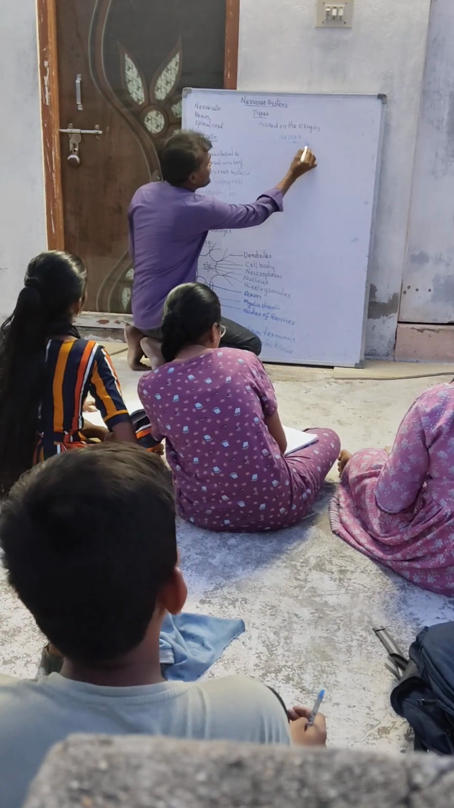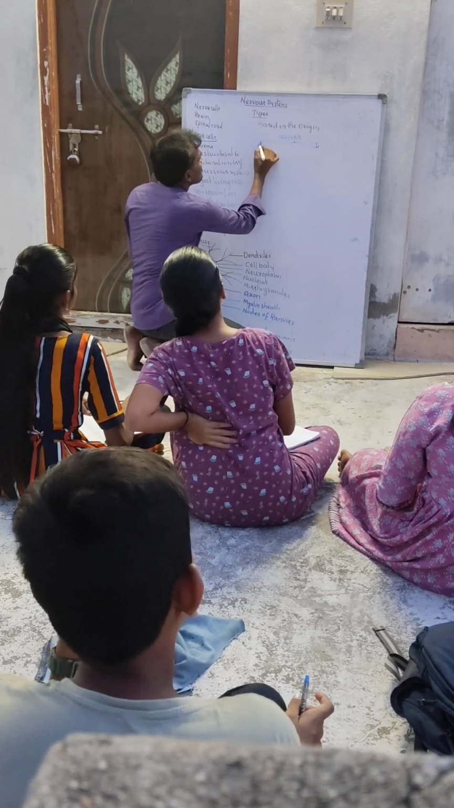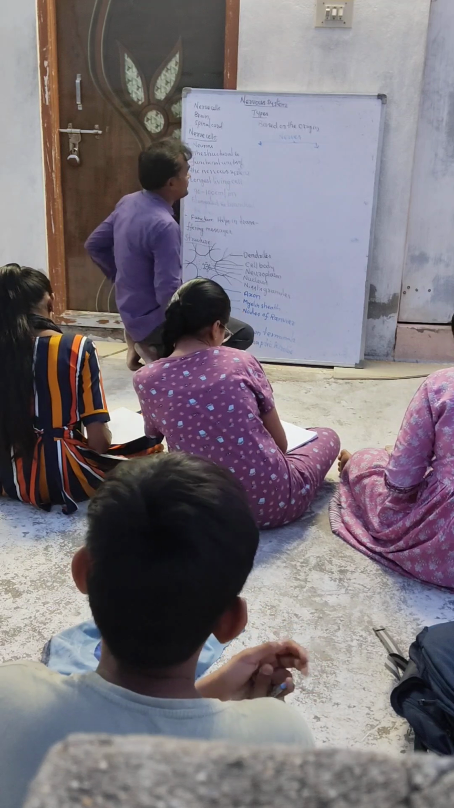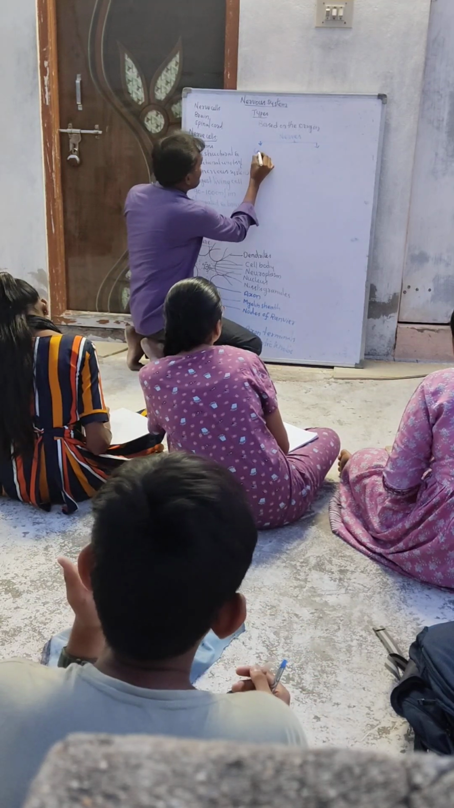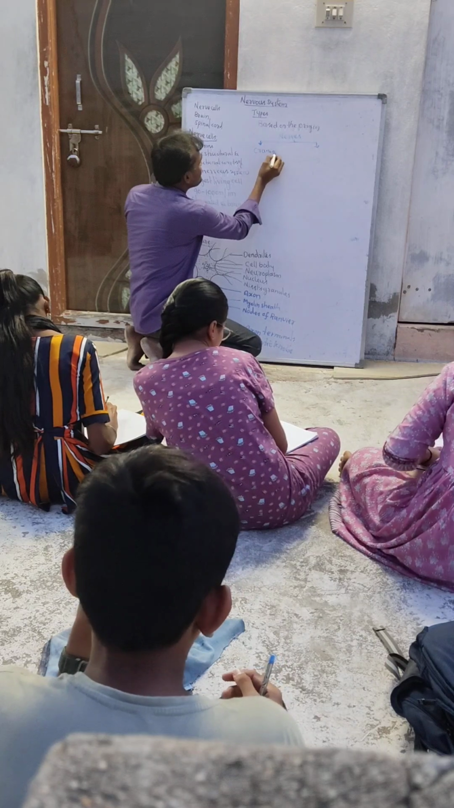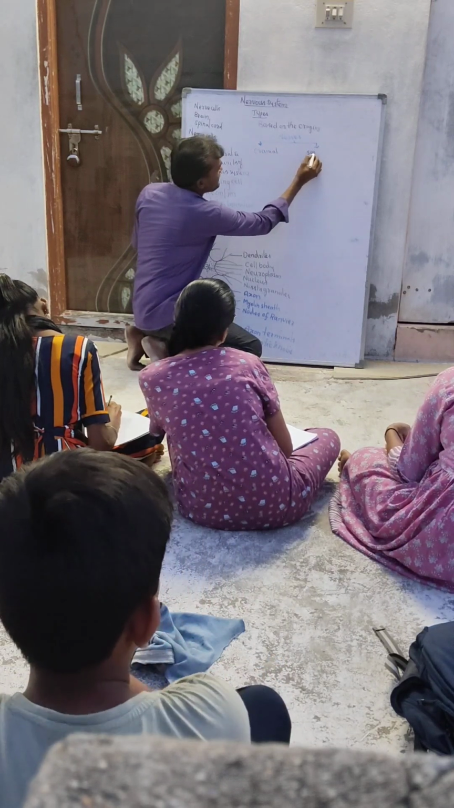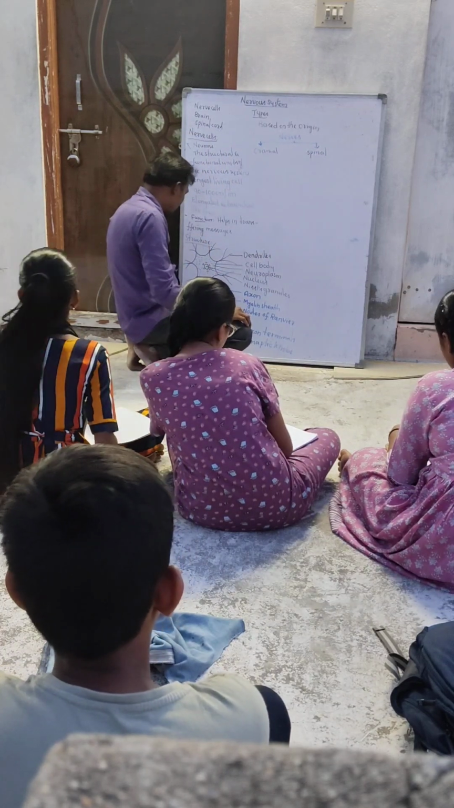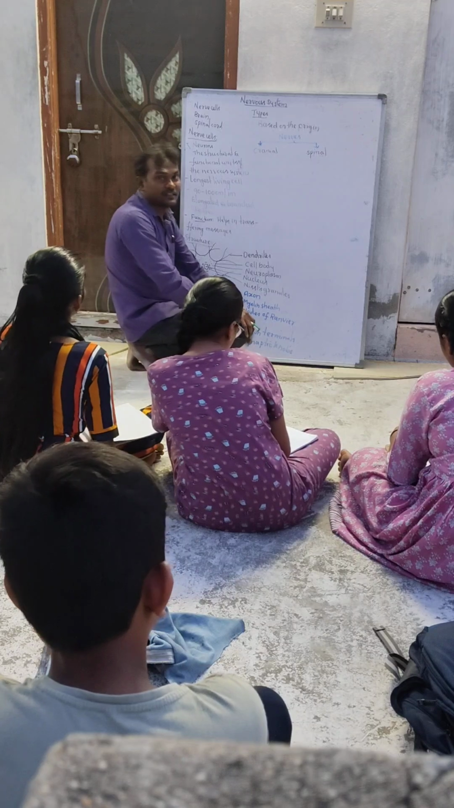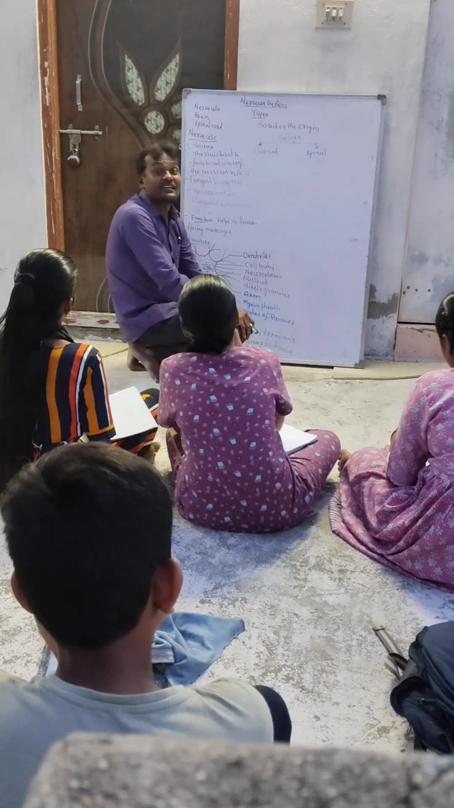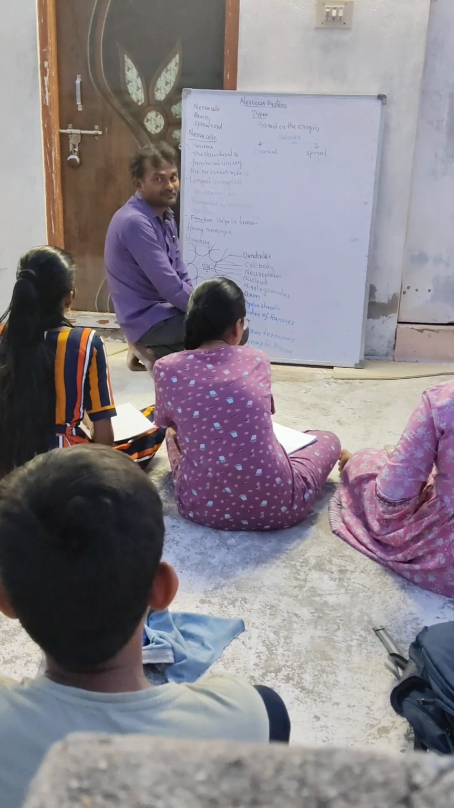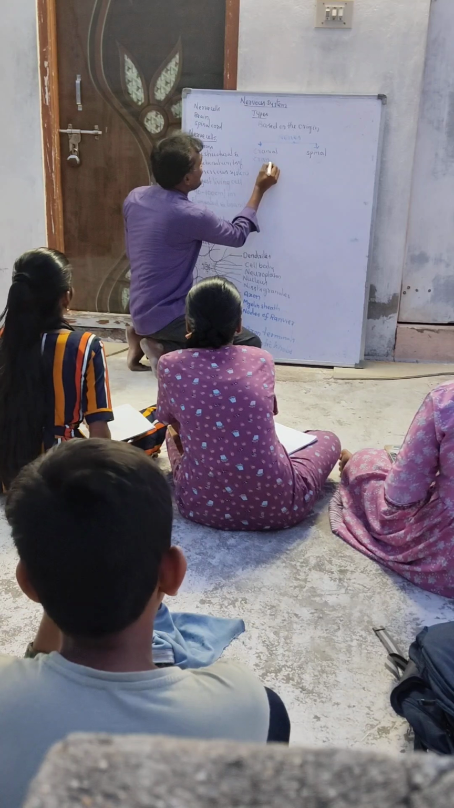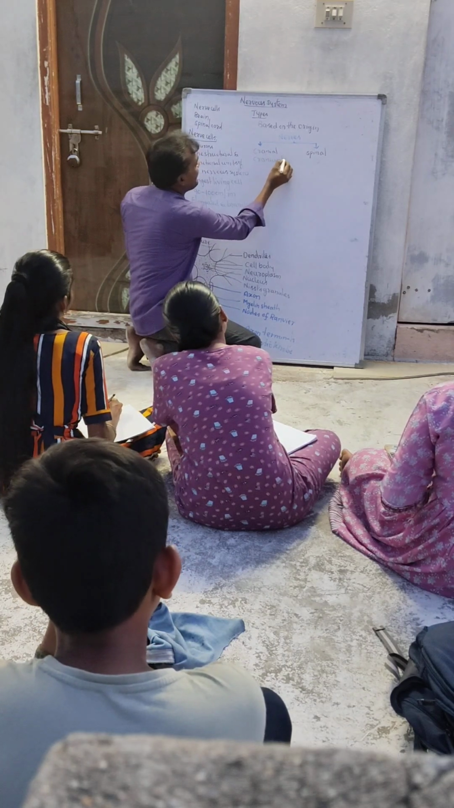One is cranial nerves, and the other is spinal nerves. What do you mean by cranial nerves? Here, cranial means cranium or brain.